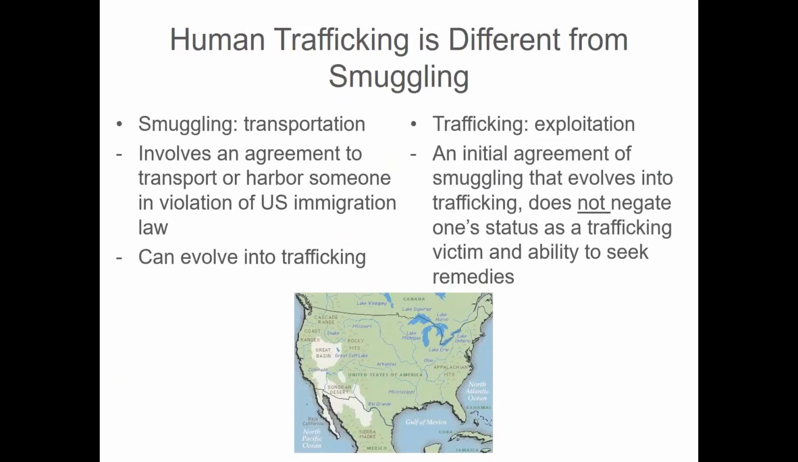However, smuggling can evolve to trafficking, just like Anne's story in the previous slide. The fact of being smuggled is used by traffickers against victims like Anne to keep them in their trafficking situation. But smuggling does not negate their status as trafficking victims, nor their ability to seek legal or immigration relief to escape the trafficking situation.